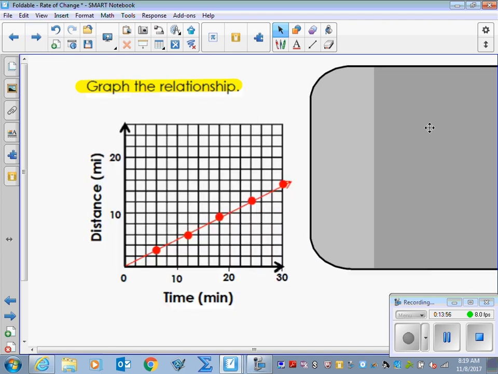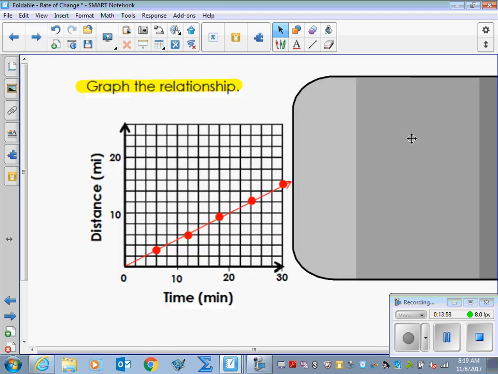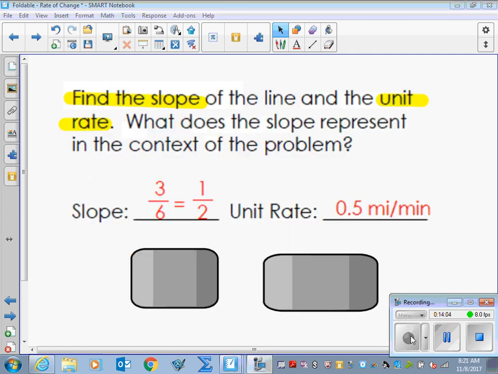Okay, graph that relationship. So you just want to take that information from your table and graph it, so I'll give you a second to do that. All right, so fill in the last part, and then we're going to do our next activity.